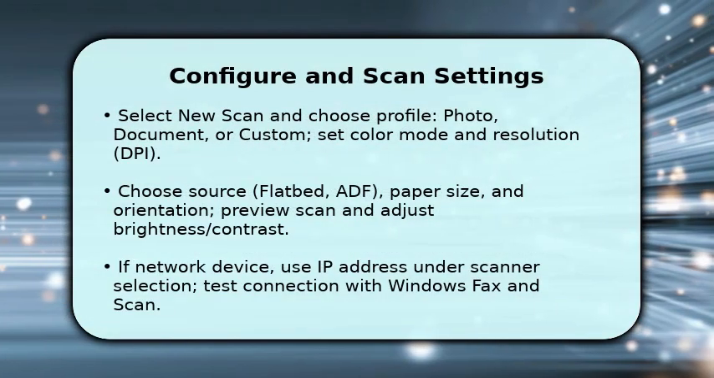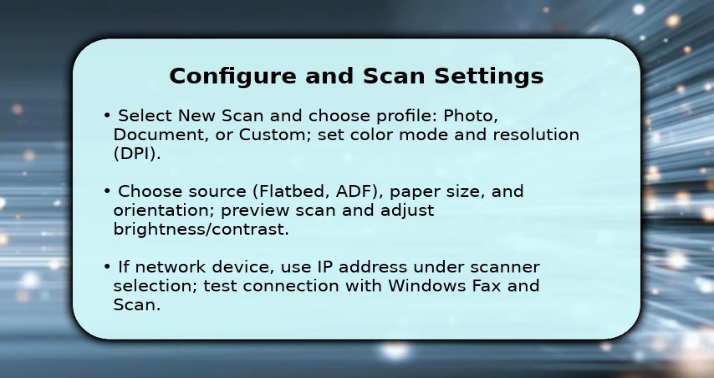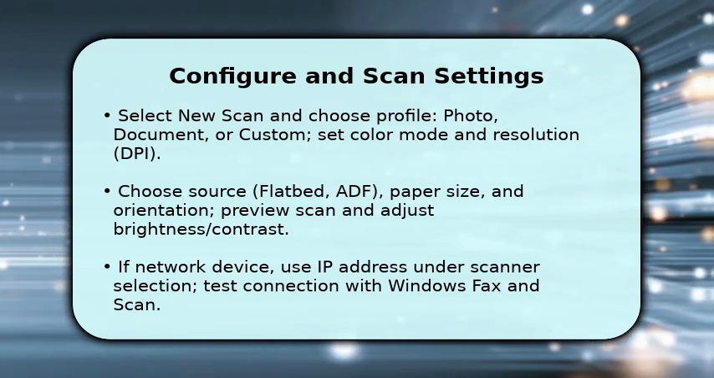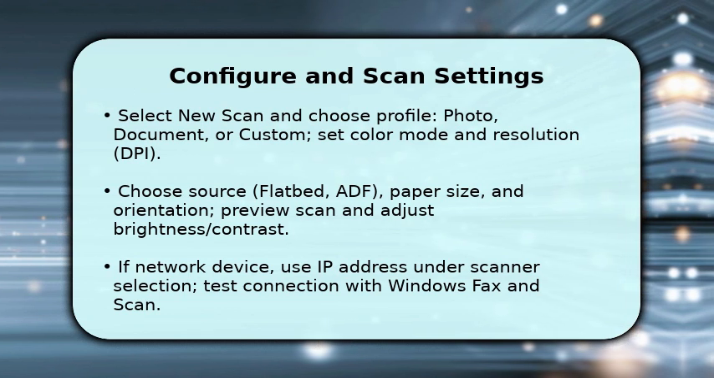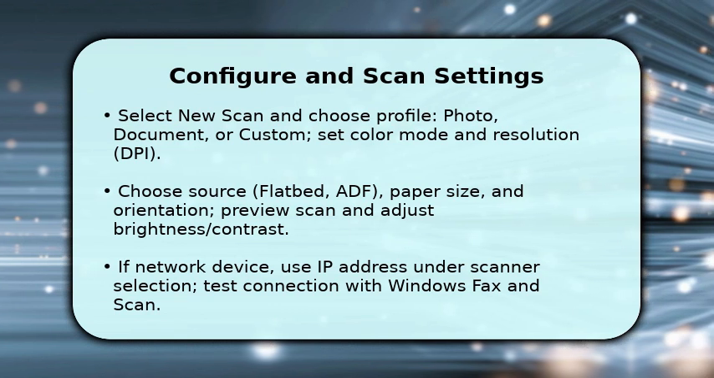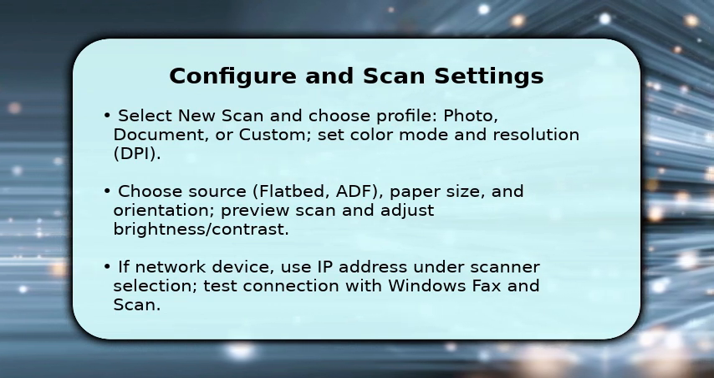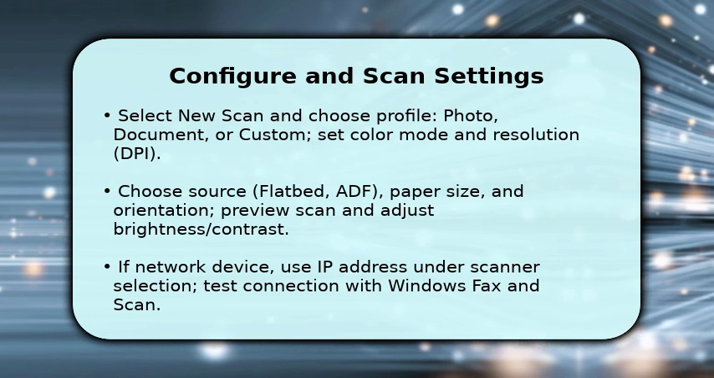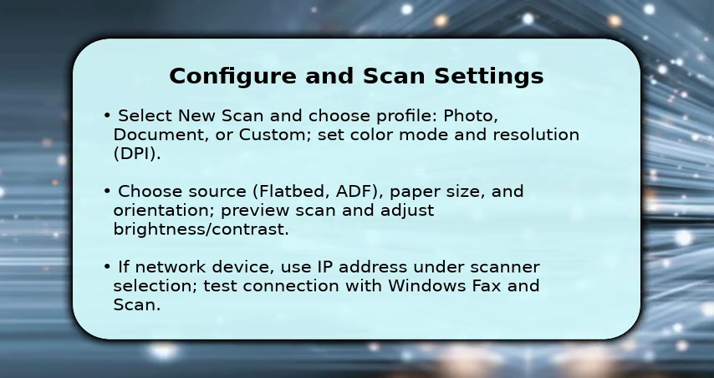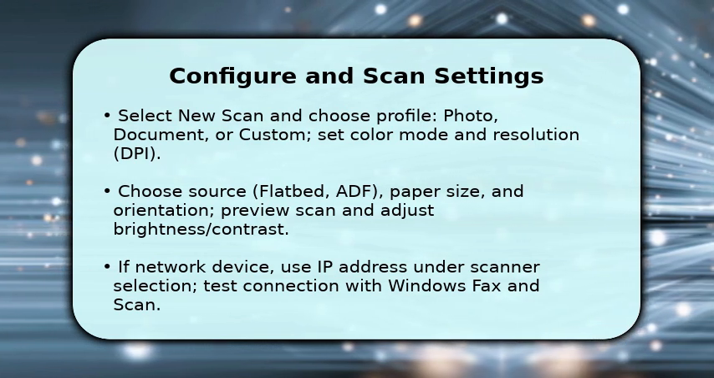Now you dive into configuration. Select New Scan and pick a profile, document for text or photo for images, because the profile controls color mode and DPI. Once chosen, select the source such as flatbed or ADF and confirm paper size and orientation so your scans aren't cropped. Click Preview to fine-tune brightness, contrast, and resolution. Adjusting these prevents repeated rescans.